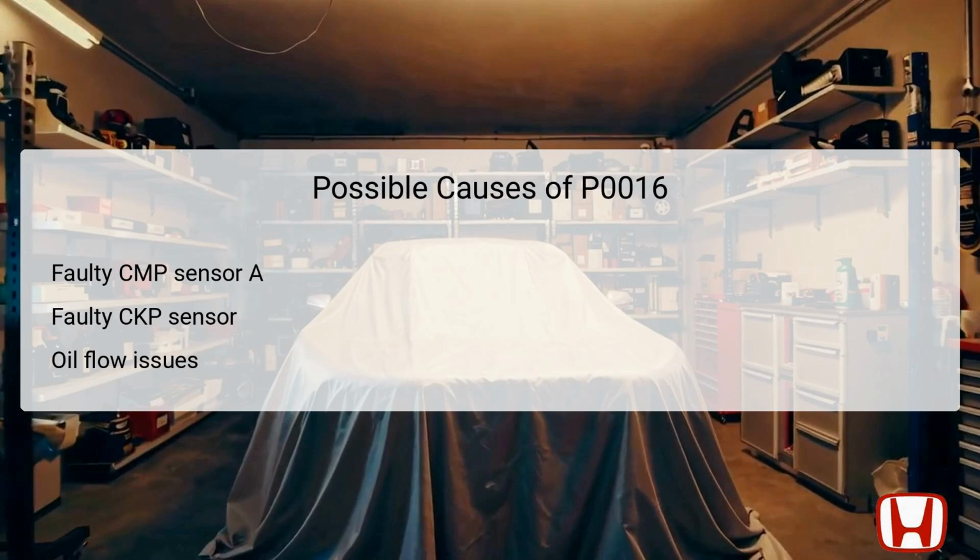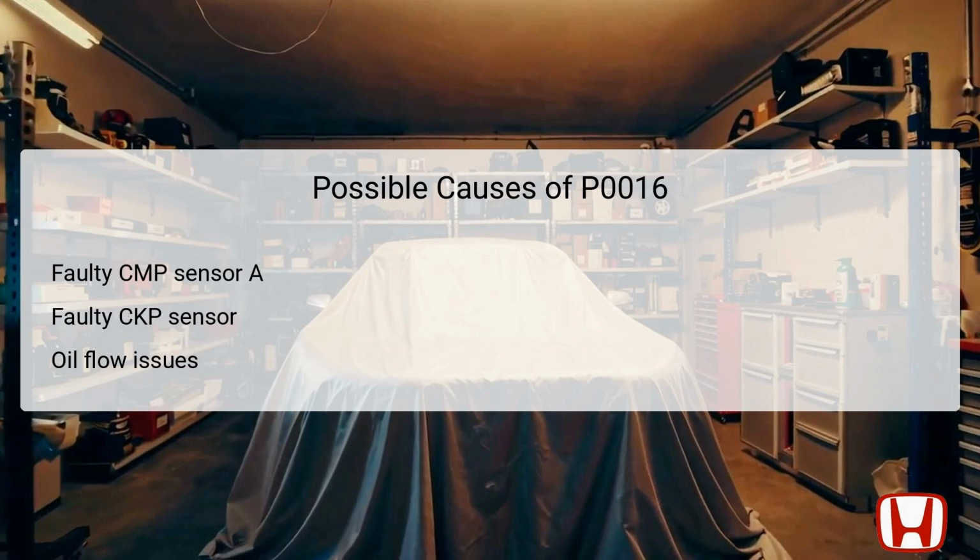A faulty CMP sensor A is a primary cause, where the sensor may not accurately report the camshaft's position to the PCM. This can happen due to internal malfunctions or physical damage to the sensor. Another potential cause is a faulty CKP sensor, which may also fail to provide correct readings.